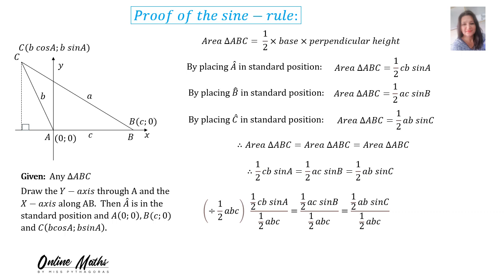And then what happens? Here you can say half and half will cancel, CB will cancel with CB, and you're left with sin A over a. Equals half and half will cancel, AC will cancel with AC at the bottom, and you're left with sin B over b. And the last one, half and half will cancel, AB with AB, and you're left with sin C over c. And there is the proof of the sine rule.